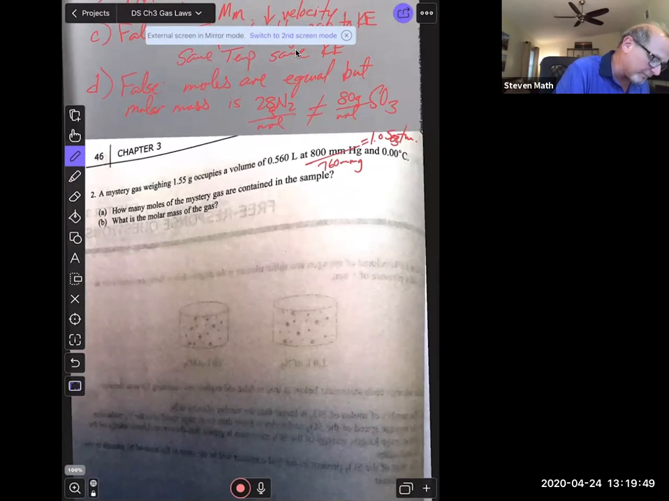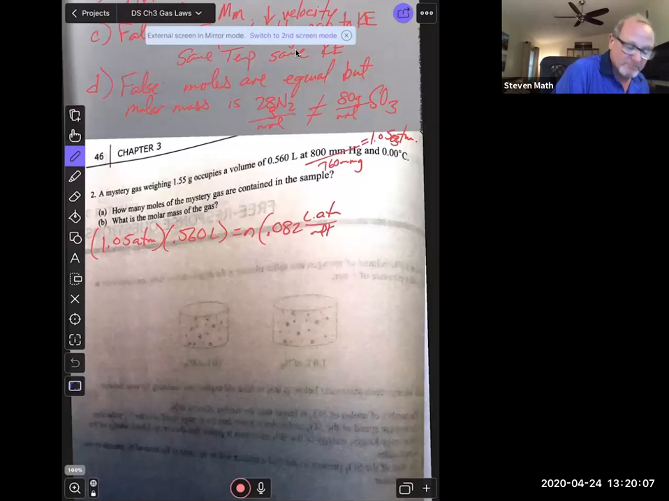Looked at a different problem. They want to know how many moles. No problem. That's 1.05 atmospheres times 560 liters equals N times R. R is going to be in atmospheres, 0.082 liter atmospheres per mole Kelvin. This is a real easy gas law calc. And my temperature now is 273 Kelvin.